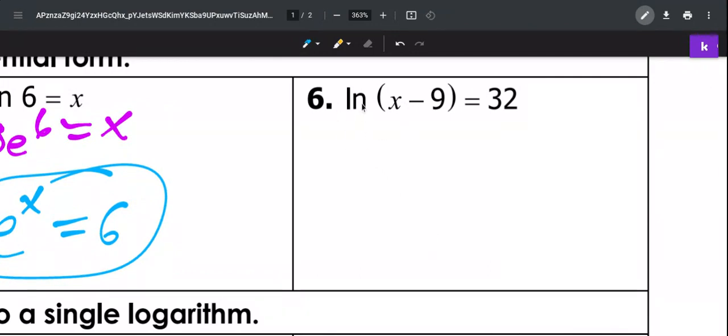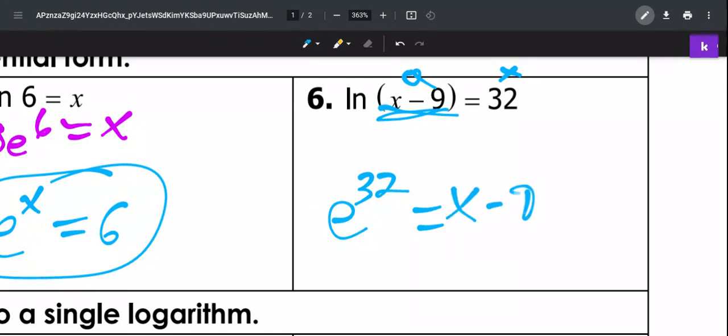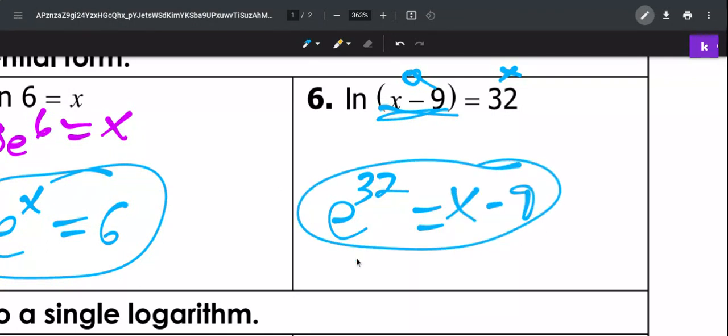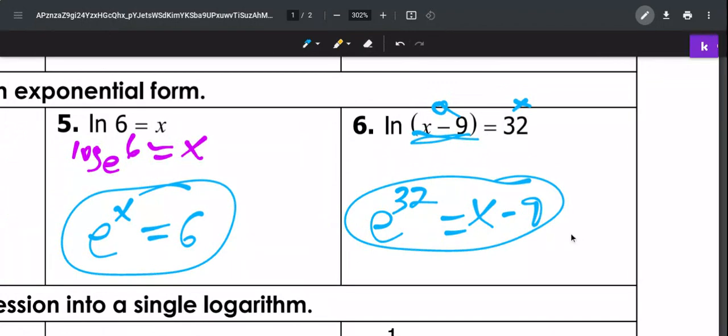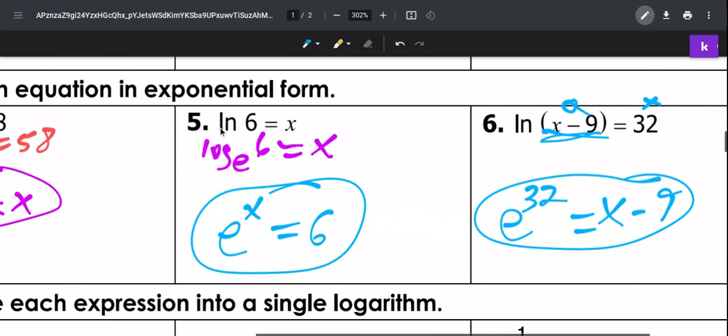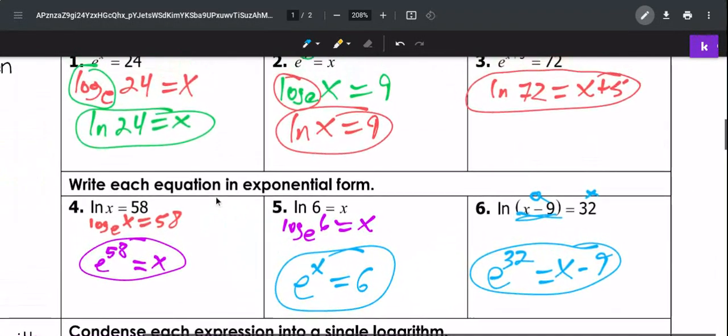So I have a natural log, so I know the base of that is e, so I'm just going to go ahead and write e to the 32, because I skip over this middle part. This is actually a, and this is actually x. So I skip over the middle, I go to the right side of the equal sign, that's my new exponent. Then I set everything equal to this part I skipped over. So x minus 9. It looks pretty jacked up. All right. So now, that is going from logarithmic to exponential and exponential to logarithmic form.